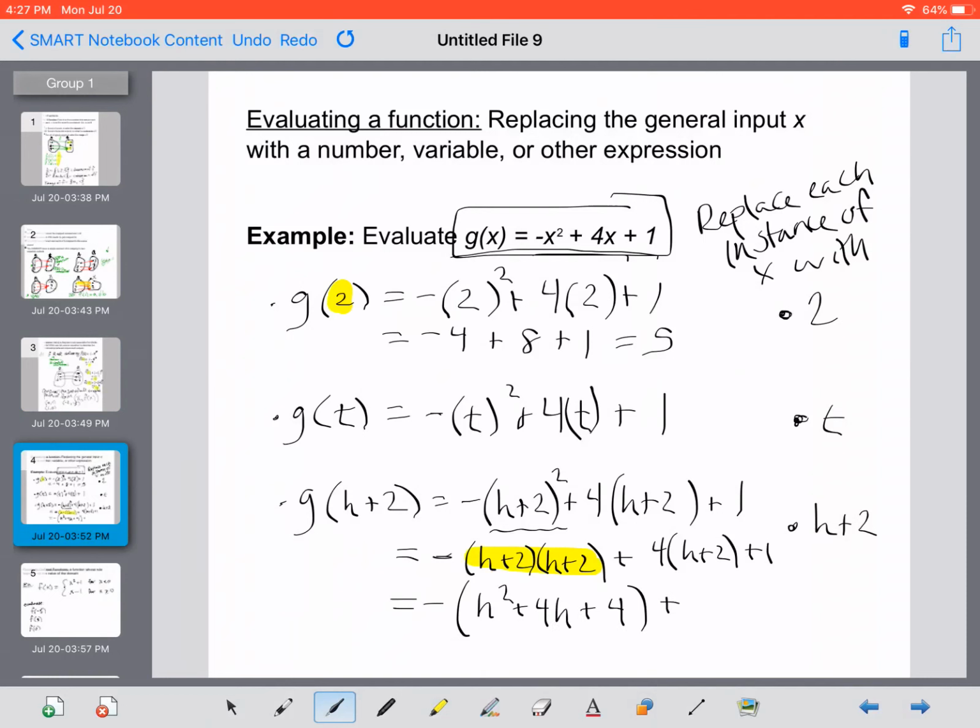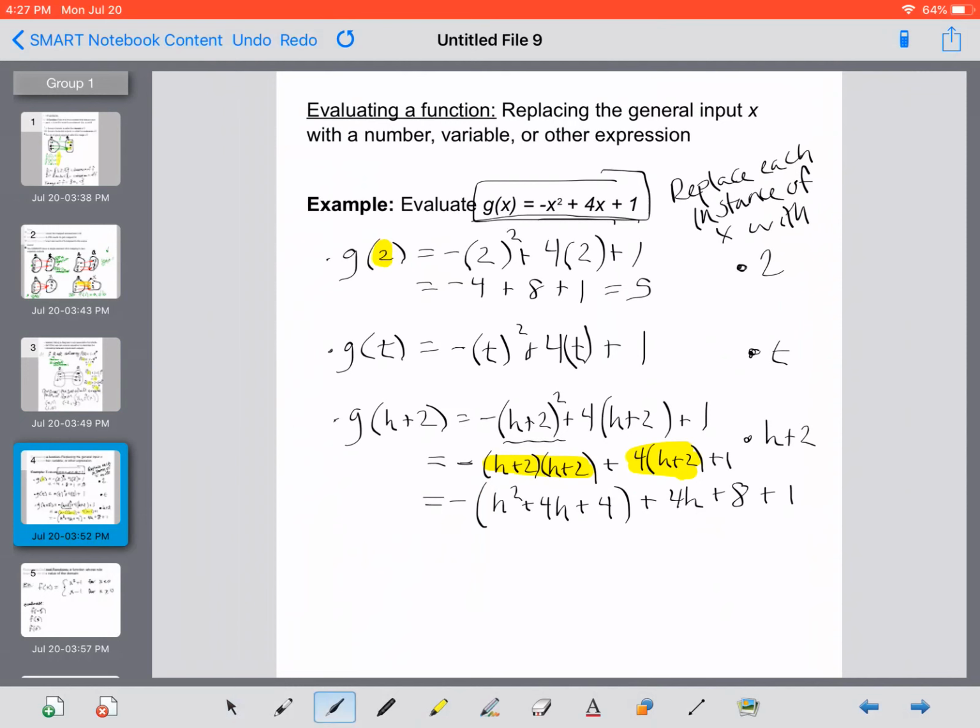Then if I distribute 4 times h plus 2 here, I'll have 4 times h, which is 4h, and I'll have 4 times 2, which is 8. And finally, at the end, we have a plus 1. Right. And now, distributing this negative sign, I need to change all the signs inside the parentheses, so this will be -h² minus 4h minus 4 plus 4h plus 8 plus 1.